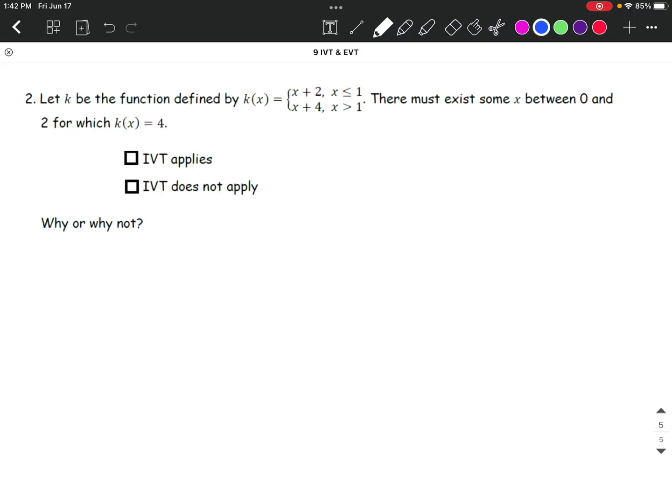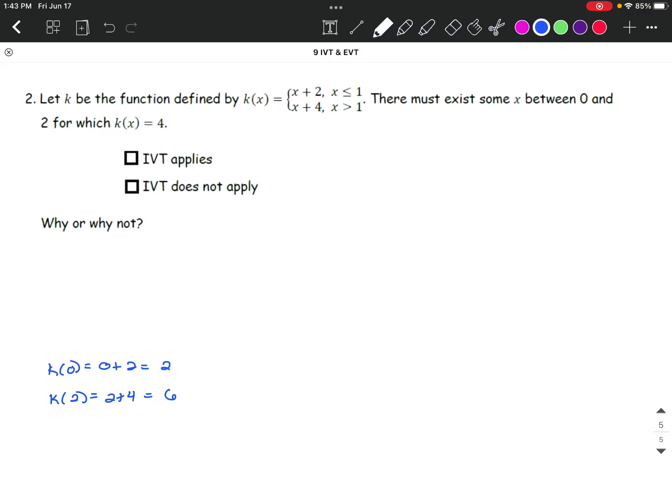How many of you said yes? Right? Because if you try to find k of 0, you're going to be using the top piece of the function, which is 2. And then you find k of 2, which would be using the bottom piece of the function. 2 plus 4 is 6. 4 is in between 2 and 6, right? But you guys forgot something.